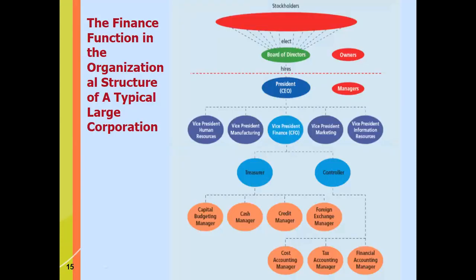Now, this is the finance function in the organizational structure of a typical large corporation. At the onset, there will be the so-called incorporators who will be starting the corporation. They are also shareholders because they have to own at least one share to start the business. There must be at least five incorporators, but not more than 15.